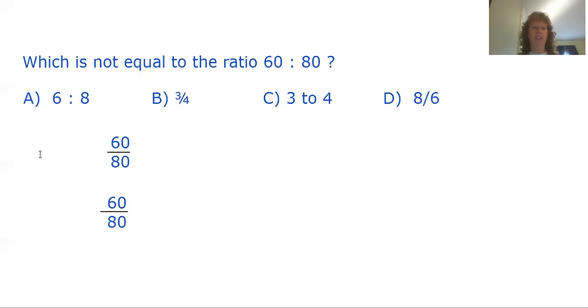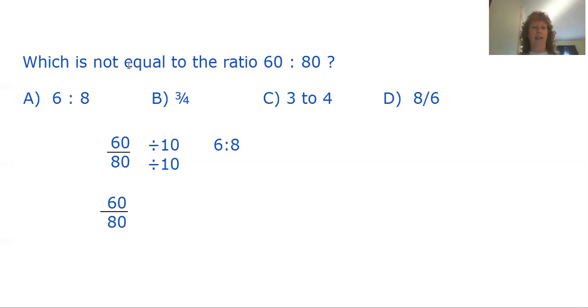The first one said, which is not equivalent to the ratio 60 to 80. So here I've written 60 to 80 as a fraction, and since there's no 60 to 80 in the answer choices, I'm going to have to reduce to find one of these answers. And I see here that there's a 6 and 8, and that gives me a clue that if I divide both of these numbers by 10, 10 would go into 60 6 times, and 10 would go into 80 8 times. So that would be an equivalent ratio, 6 to 8. So the answer A is correct.